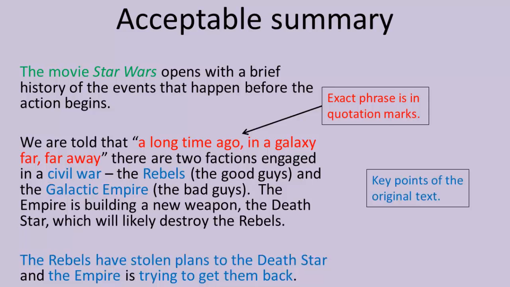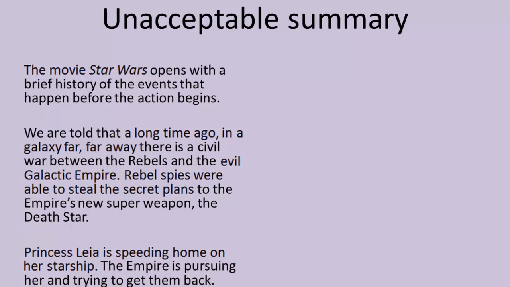After that, I see a lot of the key points that we saw in that original text. We knew there was a civil war between the rebels and the Galactic Empire. We knew the rebels had stolen the plans to the Death Star and that the Empire was trying to get them back. So you can see I took that larger block of text and tried to really boil it down into its essence. Let's take a look at a not so good example.